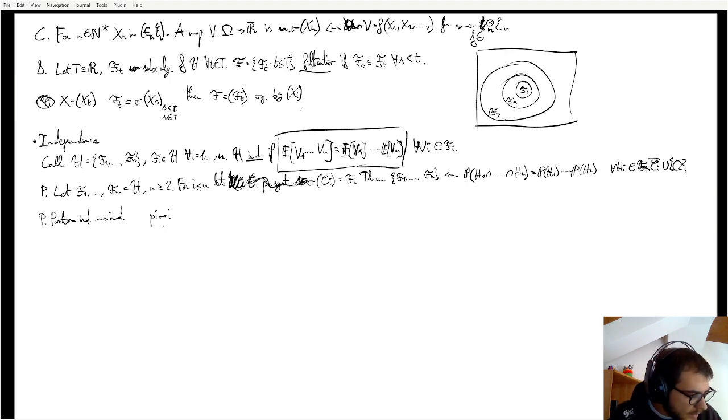And another example here: if we have random variables X1 in E1, X2 in E2, and you are concerned about the independence of the vector X1, X2, then you should look at the sigma algebra generated by X1 and the sigma algebra generated by X2.